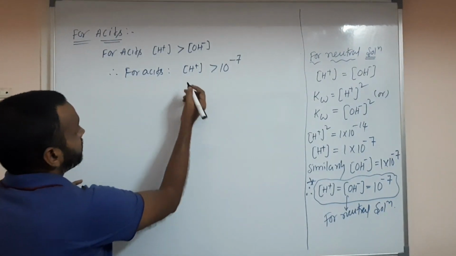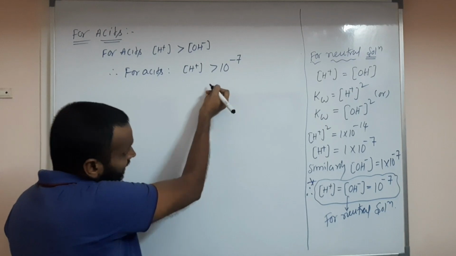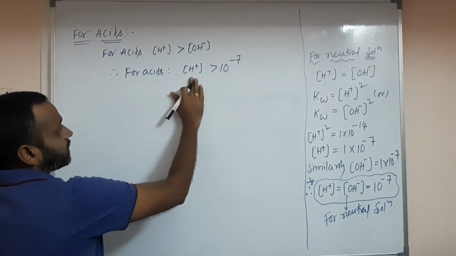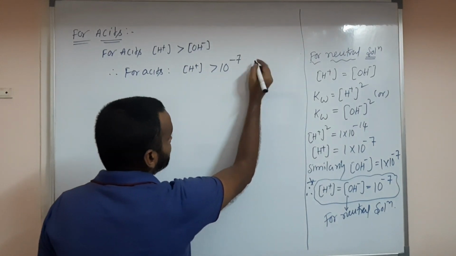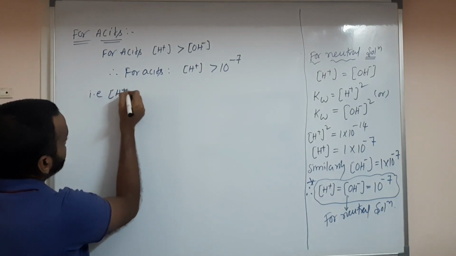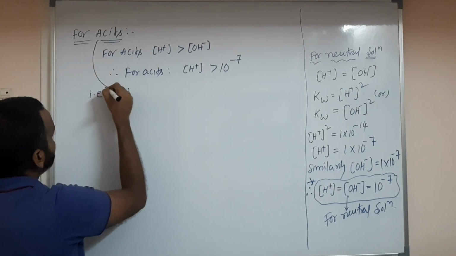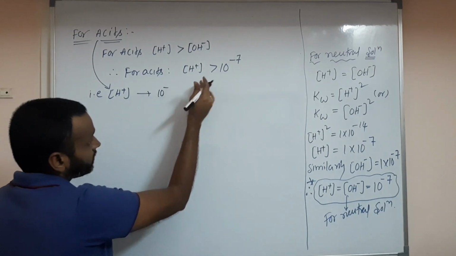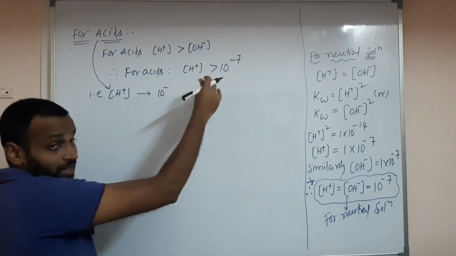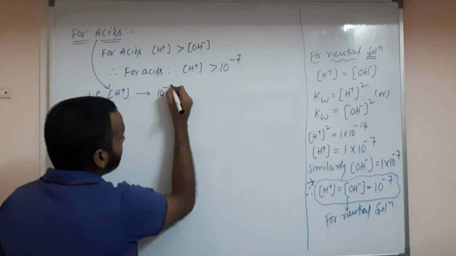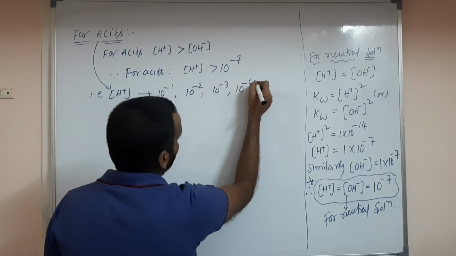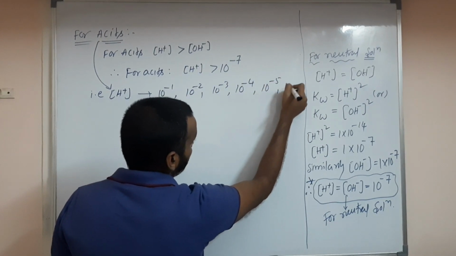Or else you can write like this. Concentration of OH minus is less than 10 power minus 7. Both are the same now. So concentration of H plus is greater than 10 power minus 7 for acids. That is what you can write. What will be the concentration of H plus for acids? Greater than 10 power minus 7 means 10 power minus 1, 10 power minus 2, 10 power minus 3, 10 power minus 4, 10 power minus 5, 10 power minus 6.